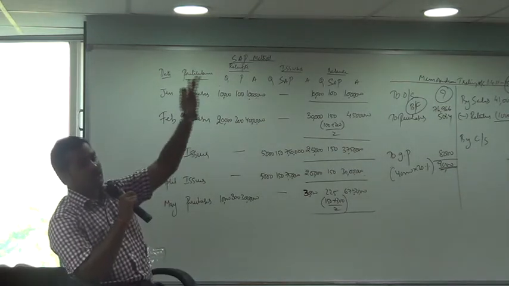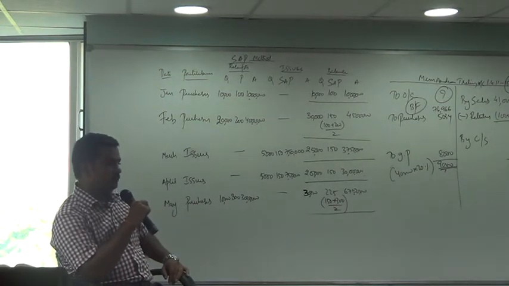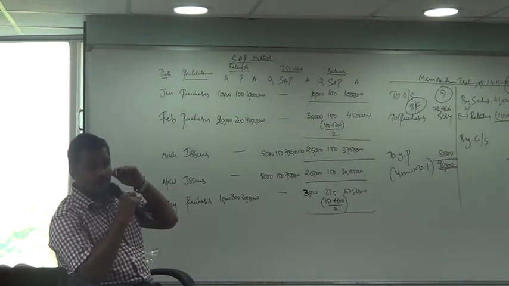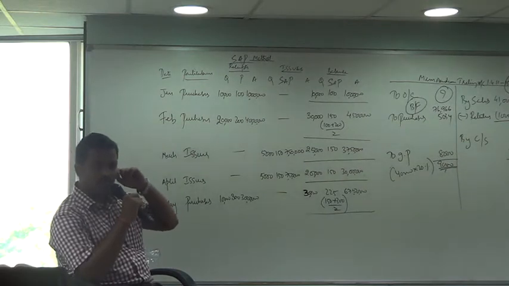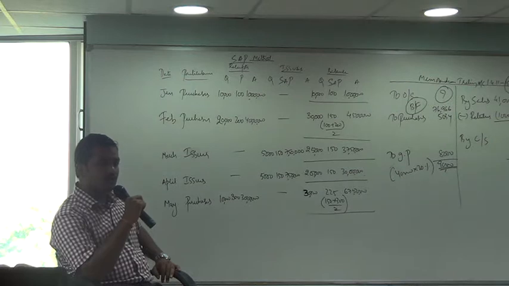So shift opening stock and closing stock to the other side. Purchases is equal to cost of goods sold plus closing stock minus opening stock.